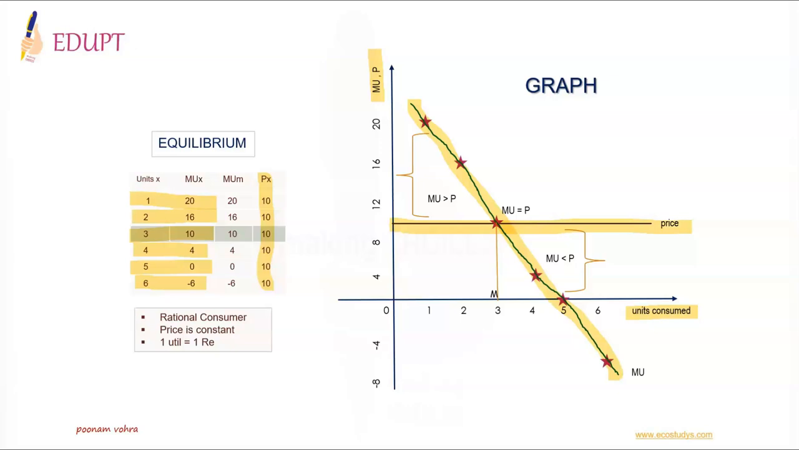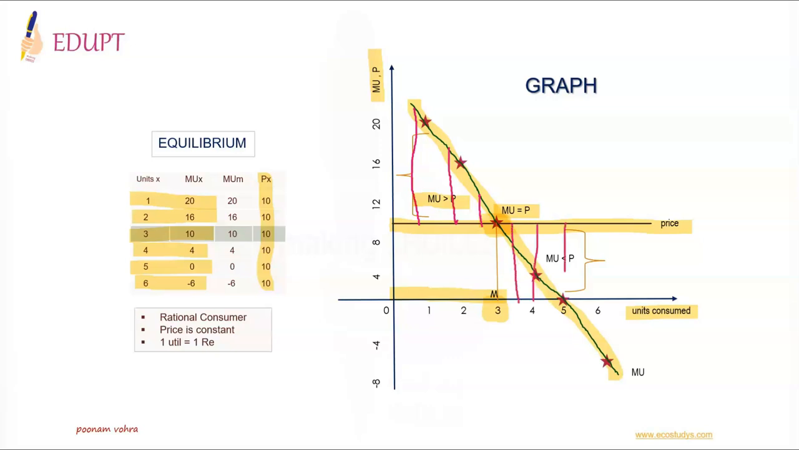One can observe that marginal utility and price coincide at the point where 3 units are consumed. So this is the equilibrium point. Before 3 units are consumed, one finds that marginal utility is much greater than price. So benefit is more than the price till 3 units are consumed. Beyond 3 units, one finds that marginal utility is much less than the price.